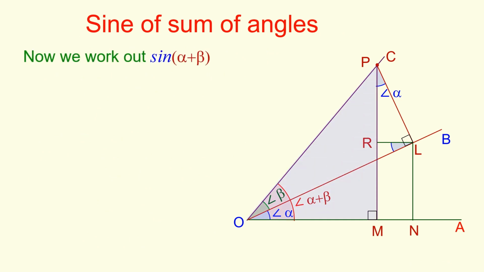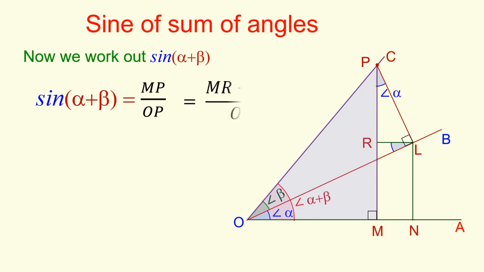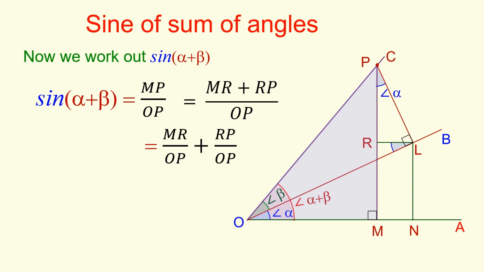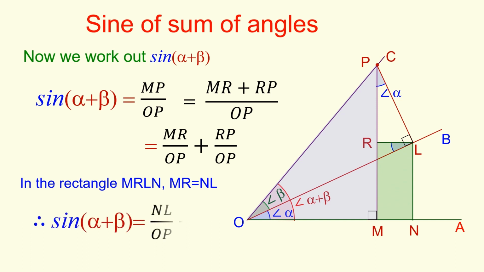Now we work out sine alpha plus beta. The sine alpha plus beta equals MP divided by OP, equals MR plus RP divided by OP, or equals MR divided by OP plus RP divided by OP. Look at the rectangle MRLN and notice that the side MR equals the side NL. Therefore, the sine alpha plus beta equals NL divided by OP plus RP divided by OP.